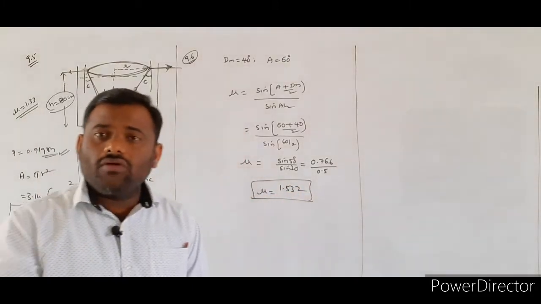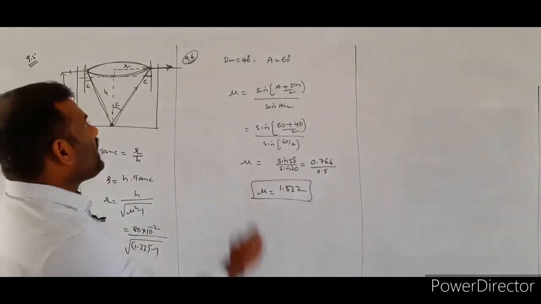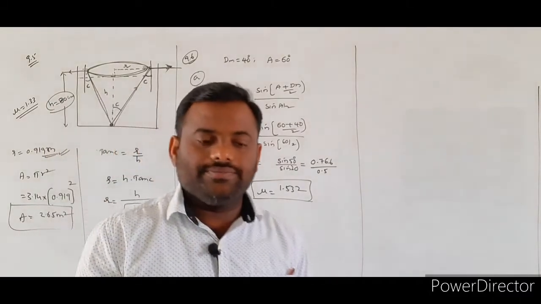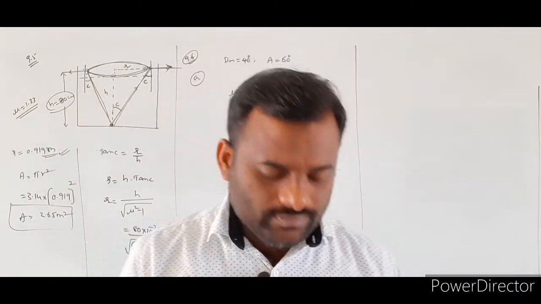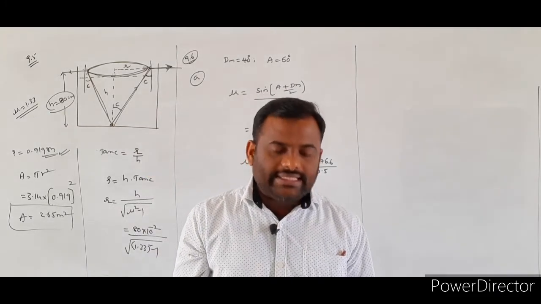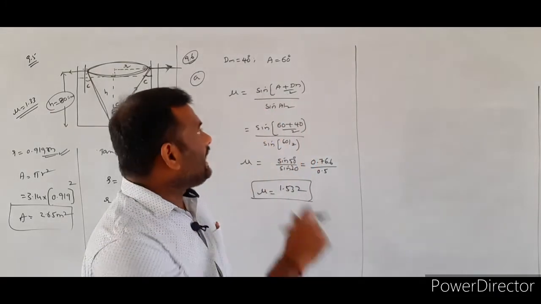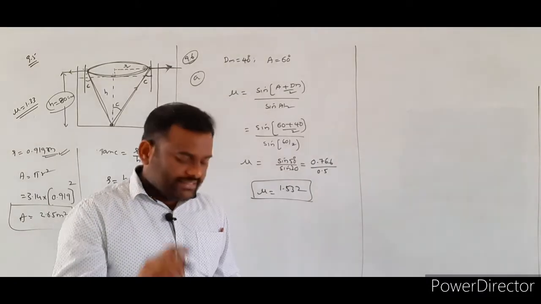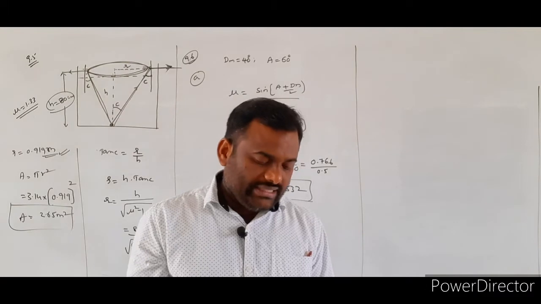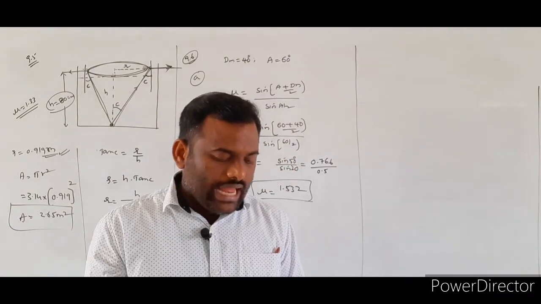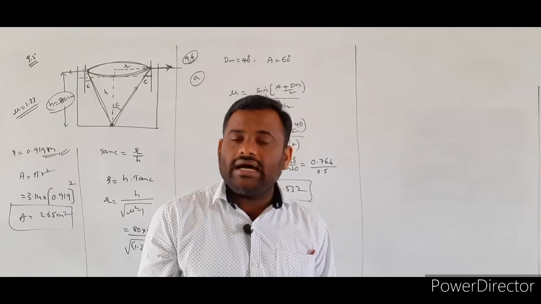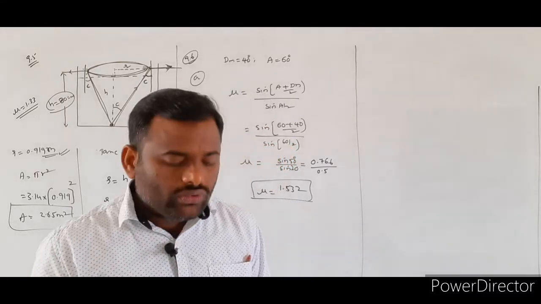Mu is equal to 1.532. This is part 1. Now, what they are asking? In part 2, they are asking that if the glass prism we considered is placed in water of refractive index 1.33, predict the new angle of minimum deviation for the parallel beam of light. The new angle of minimum deviation value we are going to calculate.